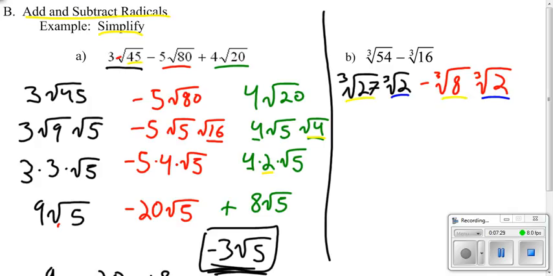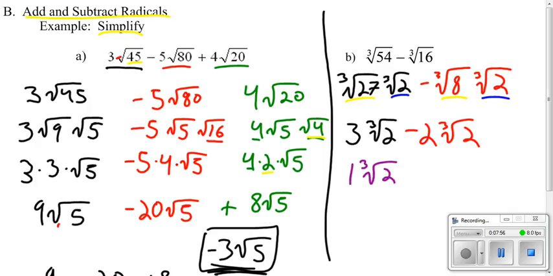The cubic root of 27 becomes 3, and we can tell that from our handy-dandy table that was given. The cubic root of 8, again, handy-dandy table will tell us 2. And again, the cubic root of 2. In this case now, we combine our 3 cube roots of 2 minus 2 cube roots of 2, leaves us just with 1 cube root of 2, which we can recognize as just the cubic root of 2. So this would be our final answer.